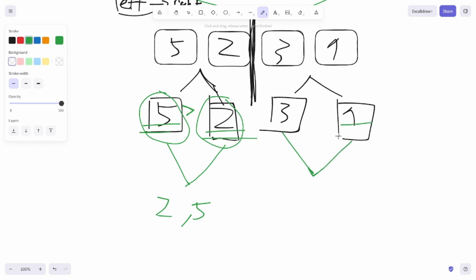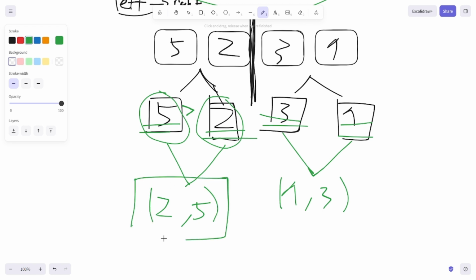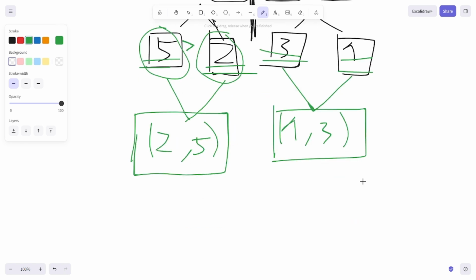What is smaller, 1 or 3? You guessed it right. 1 is smaller than 3. Now we have our halves, basically 2, 5 and 1, 3.